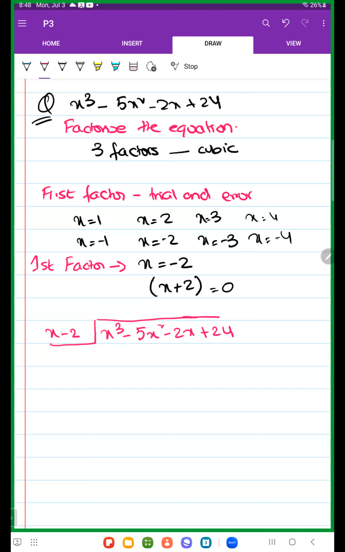It's x plus 2, okay? Not minus 2. I wrote minus by mistake.